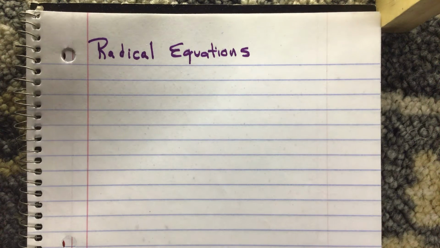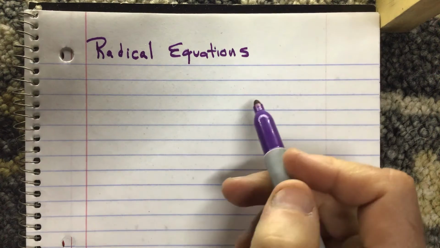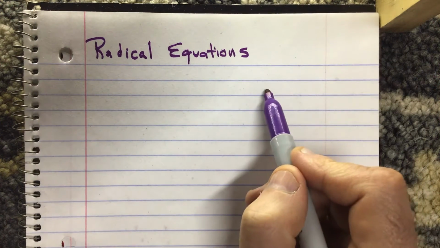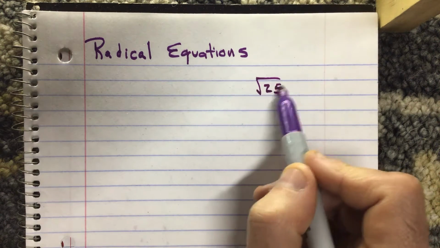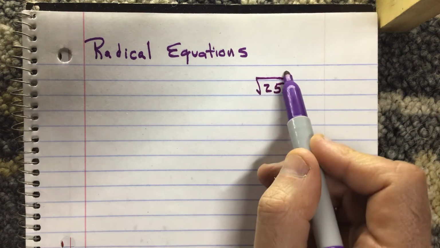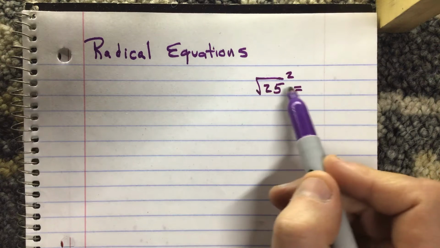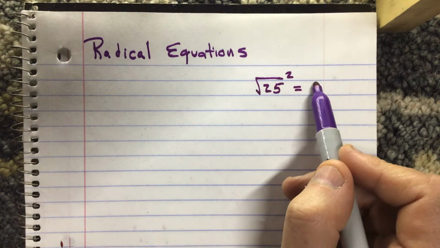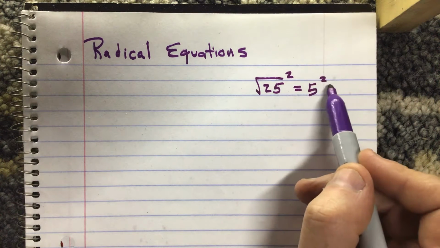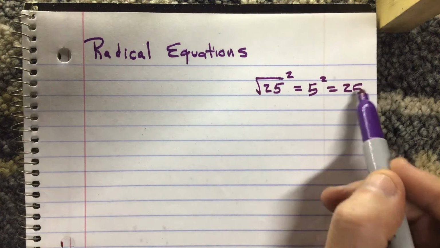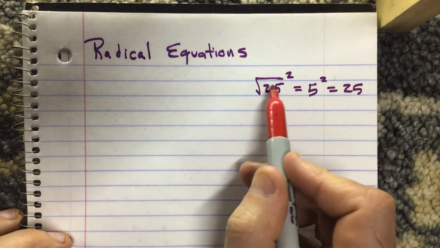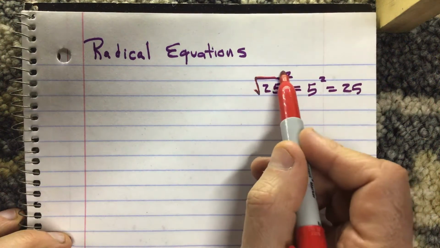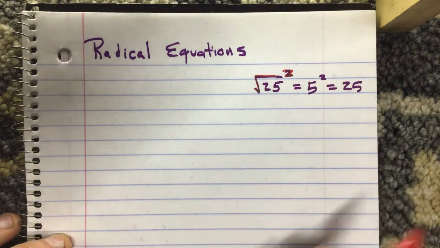This video is on radical equations, solving equations. Just to start off, I want to remind you that squaring and square rooting are opposite operations. So if you took the square root of 25, you would get 5. And then if you square it, you would get 25. Those two operations are just undoing each other. You're just getting what's under the radical.